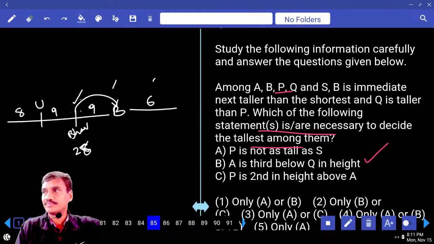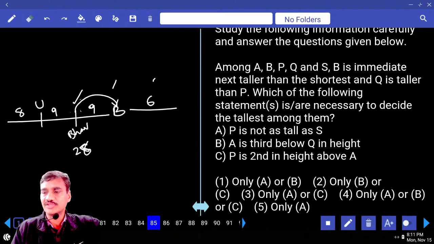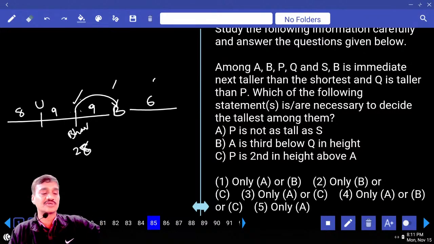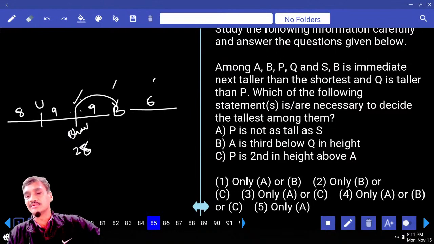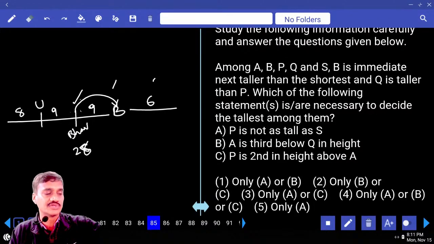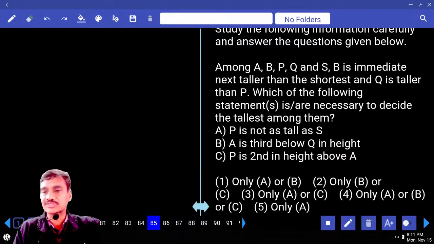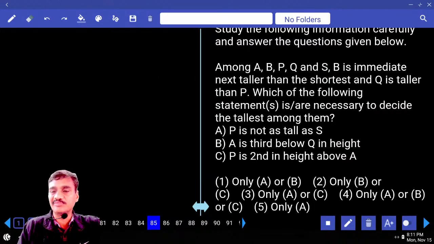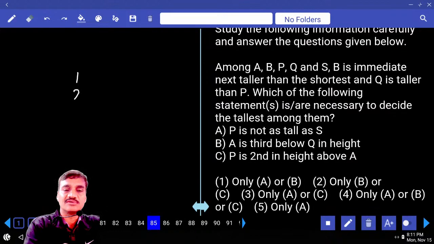Then 85. Now in this 85, how many persons are there? A, B, P, Q and S. And among these, which of the following statements is necessary to decide the tallest among them? Now it comes under which category here? It comes under data sufficiency type of question, isn't it? Then among these 5 persons, A, B, P, Q, S, B is immediate next taller than the shortest. And so how many persons are there?